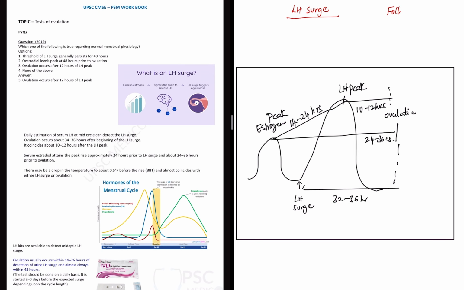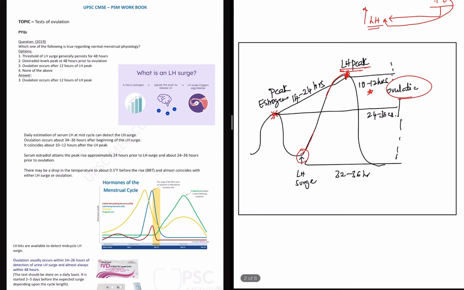In the follicular phase, the follicle secretes FSH, and FSH leads to increase in estrogen. Whenever there is an increase in estrogen, there is triggering of release of LH. So this estrogen predisposes to LH surge. Whenever there is rise in estrogen, this leads to increase in LH levels, that is LH surge, and LH peaks, and after peak levels of LH are reached, within 12 hours ovulation occurs. Now there are multiple questions in this. Ovulation occurs after 10 to 12 hours of LH peak.